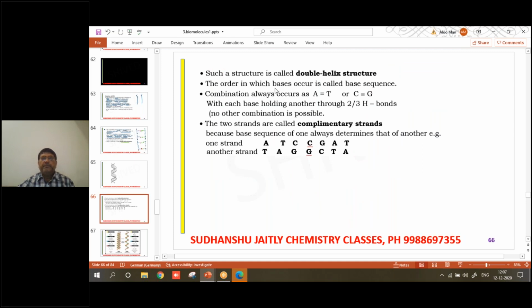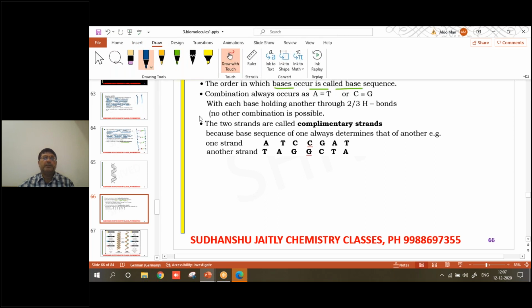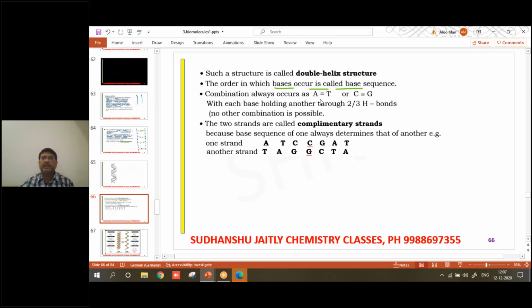The order in which bases occur is called the base sequence. This is fixed in every organism. ये हमेशा डबल बॉन्ड और ये ट्रिपल बॉन्ड हाइड्रोजन बॉन्ड से होते हैं। No other combination is possible, strictly. If you want to create any other combination, please go to some other heavenly body.